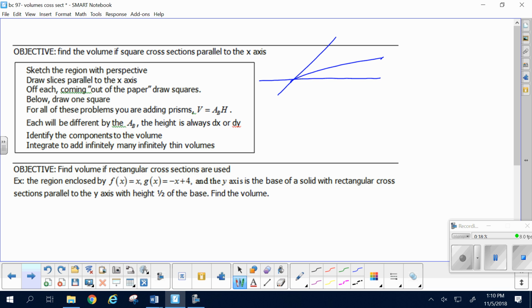All right. Now, let's say that we took this same region from 0 to 4 under the x squared, but this time the cross sections are parallel to the x-axis. So our slices go this way. Now they're still squares, so they're going to be really little in the background and gradually get bigger and bigger as you approach the foreground. Find the volume.